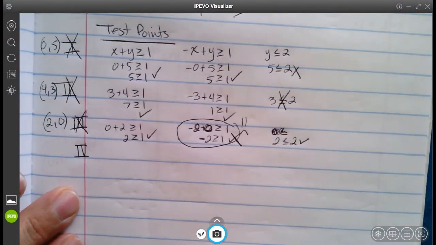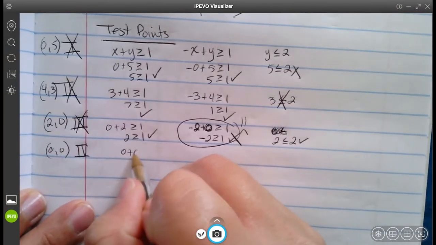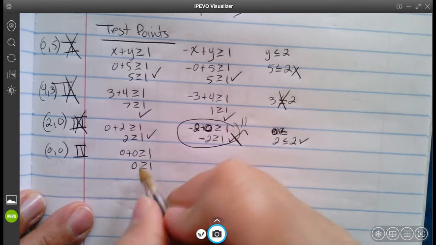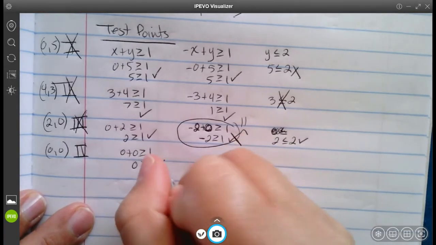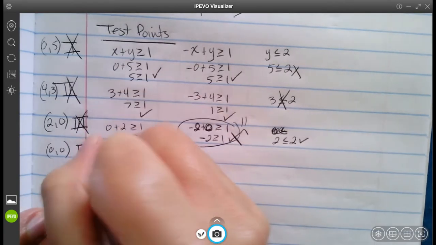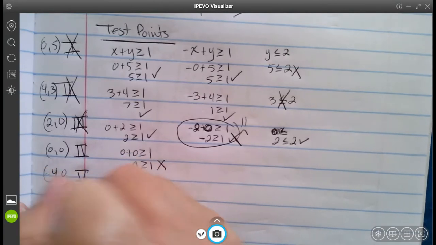Section 4, we have the nice and easy one, 0, 0, which would just be 0 plus 0 is greater than or equal to 1. 0 is not greater than or equal to 1. So right away, if one of them is wrong, you can stop and you can move on to the next one. Okay, so checking region 5, which is negative 4, 0.